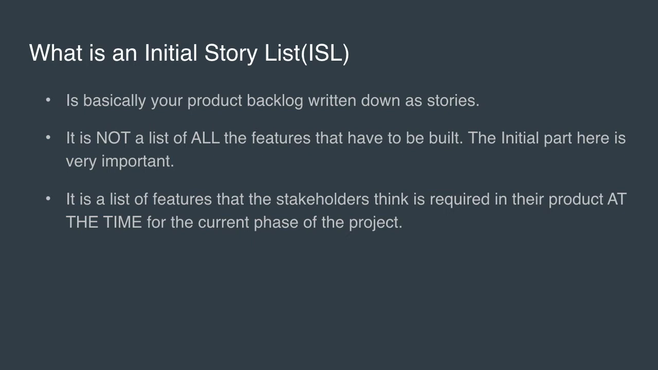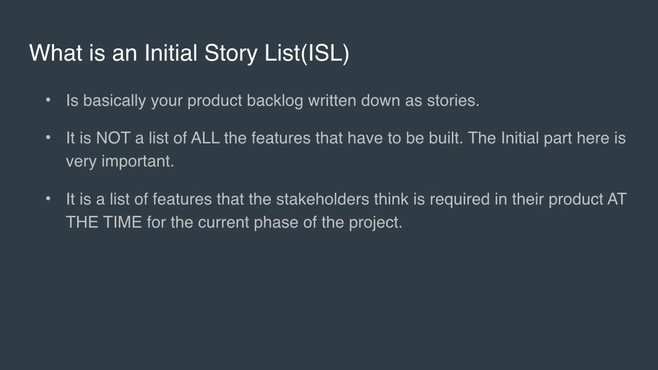The word initial here is really important because it's what your story list is. It's a set of features that a customer and stakeholder think is required for your current phase of the project at that time. It might change, it might evolve, but at the time, that's what it is. In my mind, the initial story list should cover items that can be built in at least the next 4 to 6 weeks.